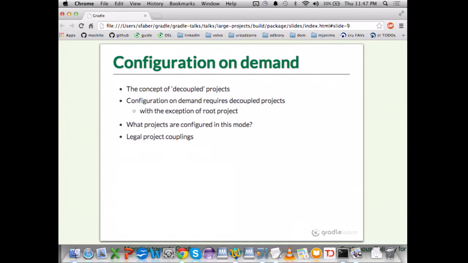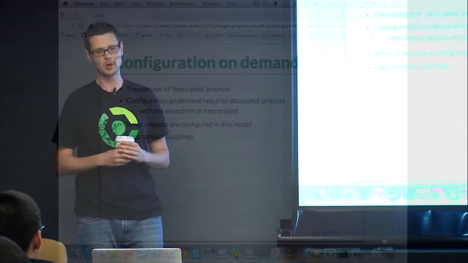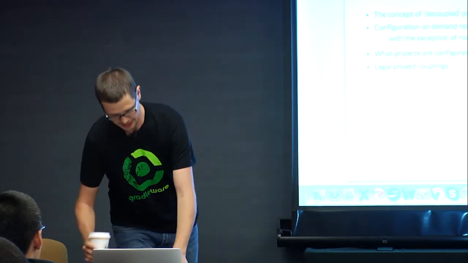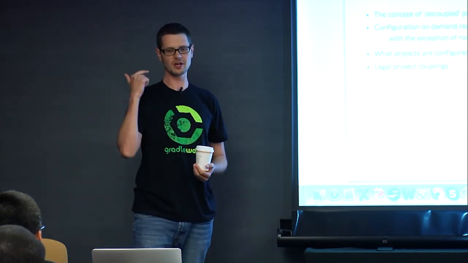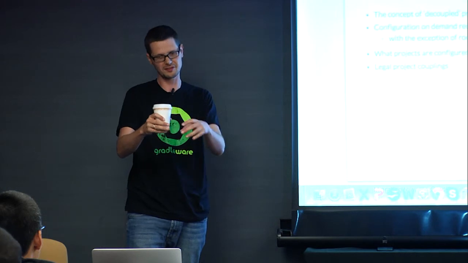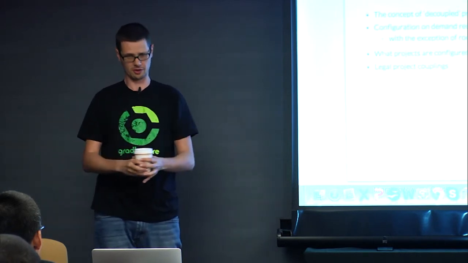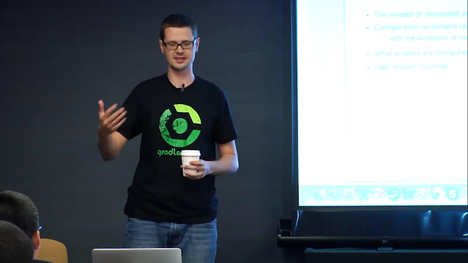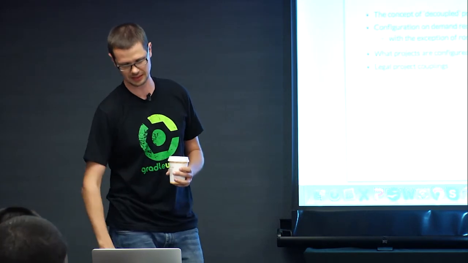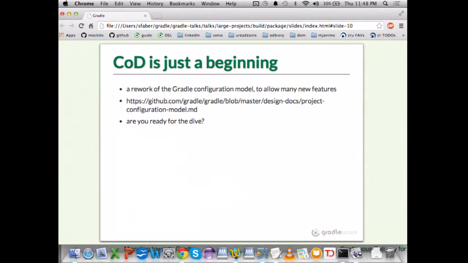Okay, so to sort of grasp configuration on demand, I need to introduce the concept of decoupled project. Configuration on demand requires decoupled projects, with the exception of root project. In the configuration on demand mode, we configure the root project always. We configure the project where you execute the build. If you cd into some directory where the project lives, we're going to configure that project as well. And then we're going to follow the dependencies and configure other projects as needed, as we demand them.